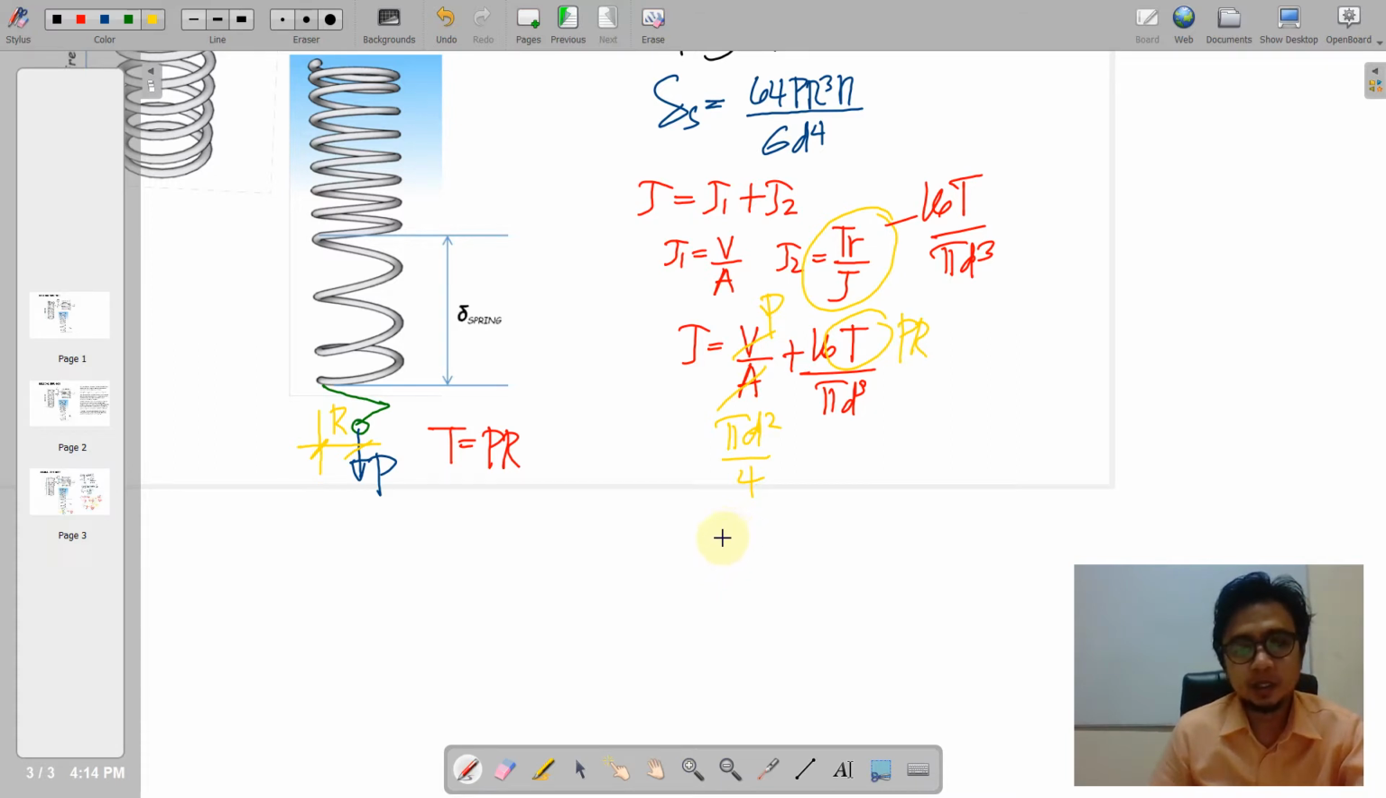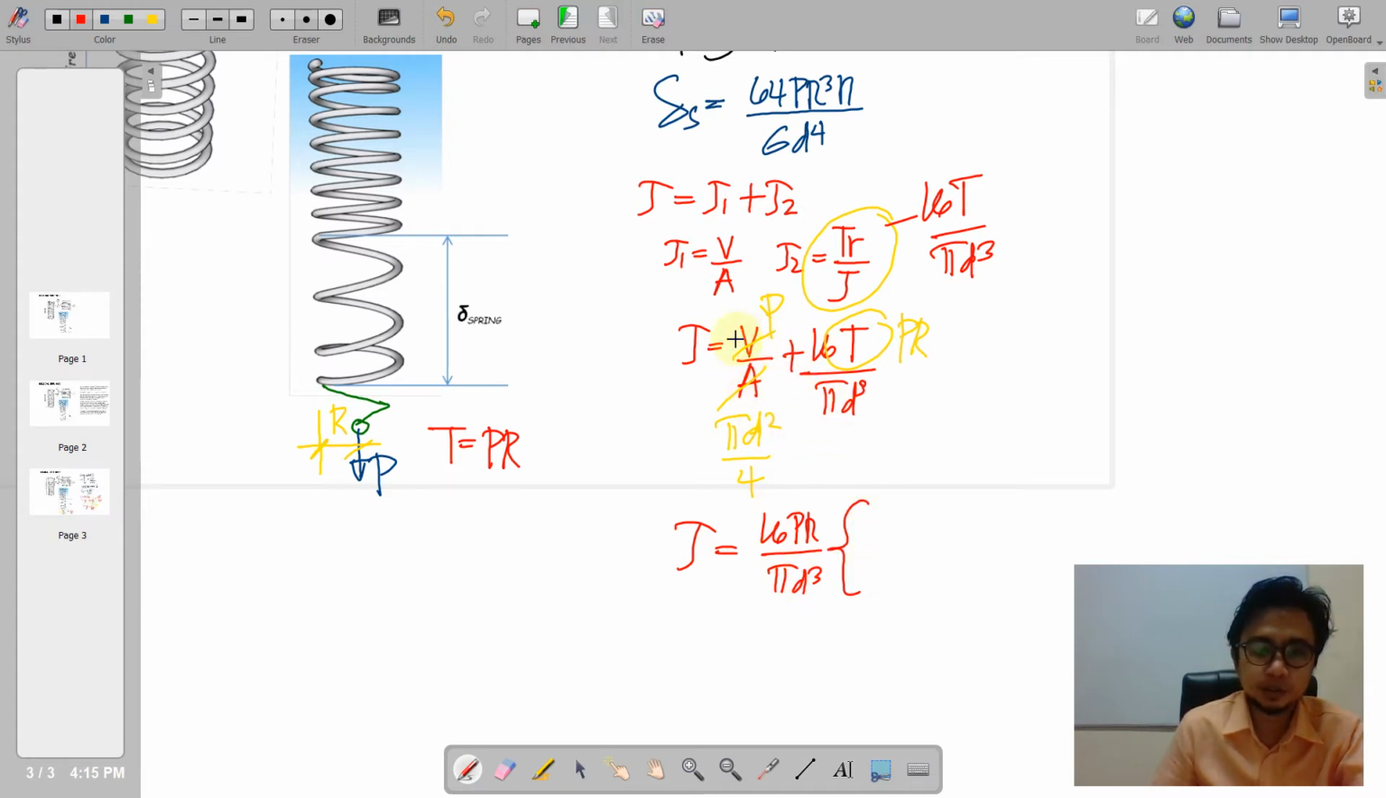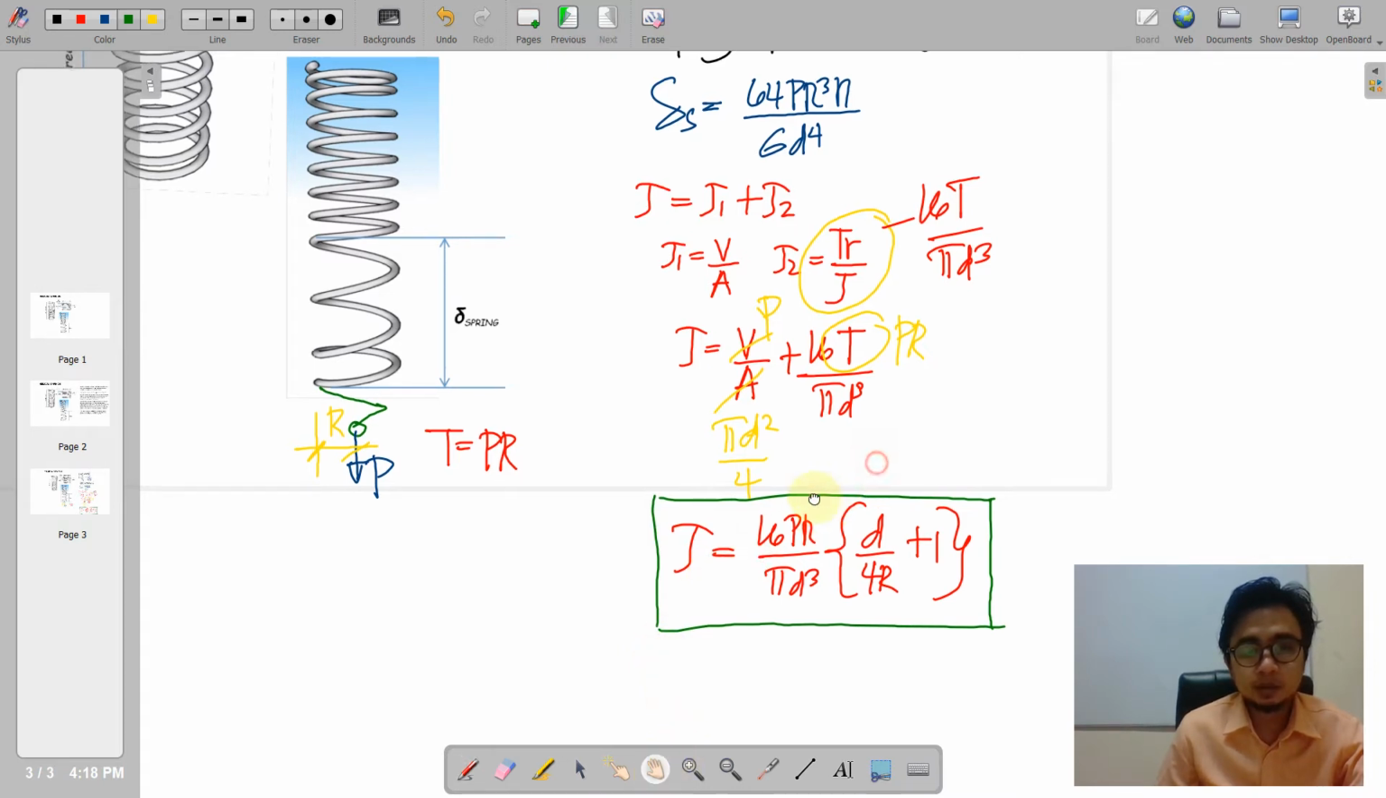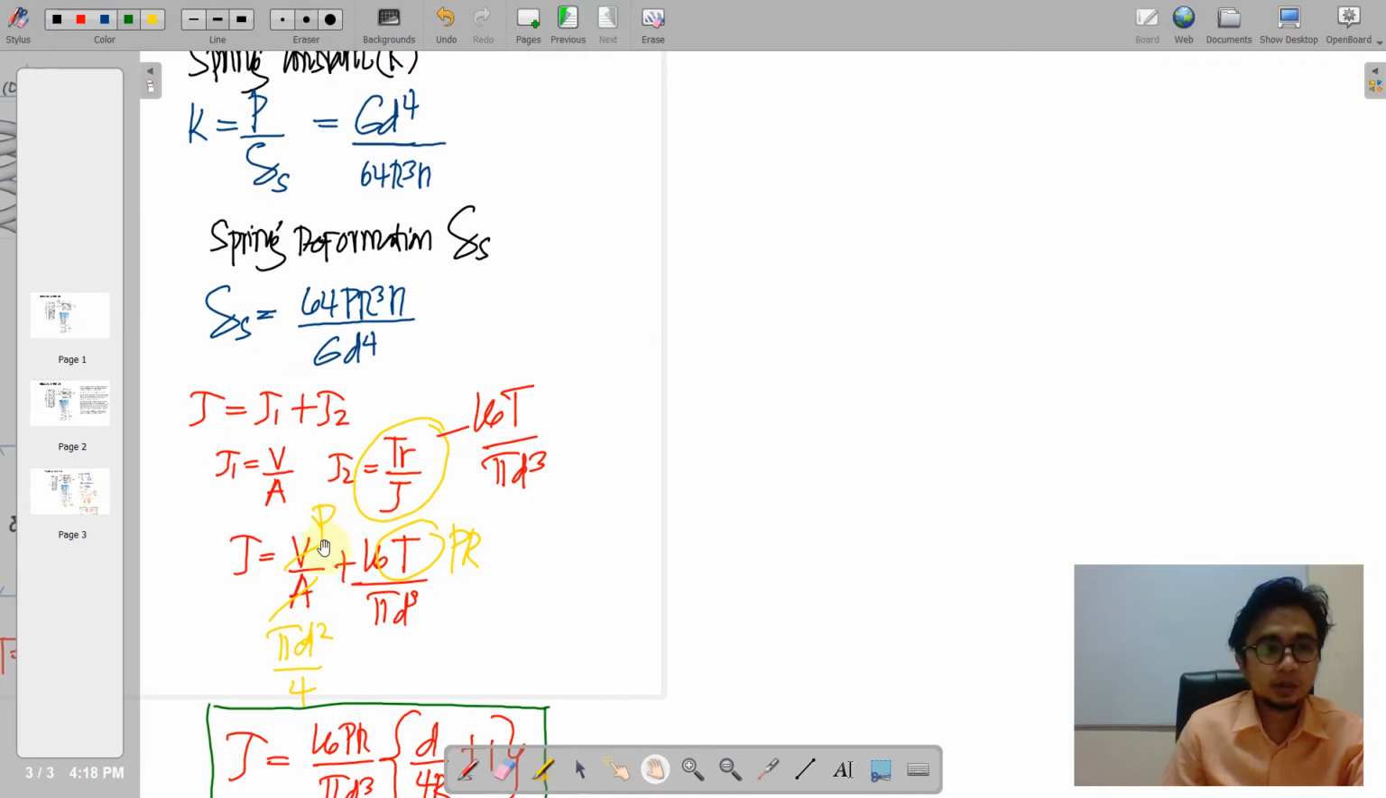4. And then finally, the shear stress in the spring is, we factor out this from these two expressions, and what is left on the first expression is d over 4r, and the second term would be 1. So this is the formula for the shearing stress in the spring. Okay, so a more precise formula is introduced by A.M. Wahl. Let us place it here.